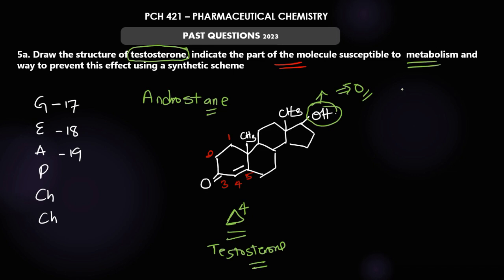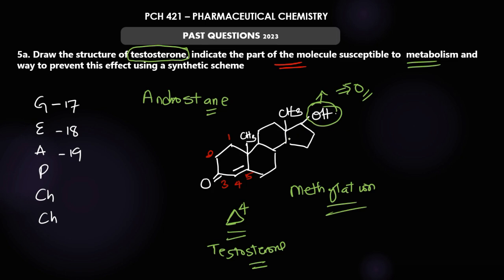And then the way to prevent this using a synthetic scheme. Now when you talk about synthetic scheme, I don't think they actually want you to draw the mechanism of reaction. What they just want is, how do you think they can prevent this using a synthetic scheme? Generally, that is the meaning of this question. The way is by methylating this position. Are you getting it? By adding a methyl group to position number 17. So you can say this can be prevented by methylation of position number 17.